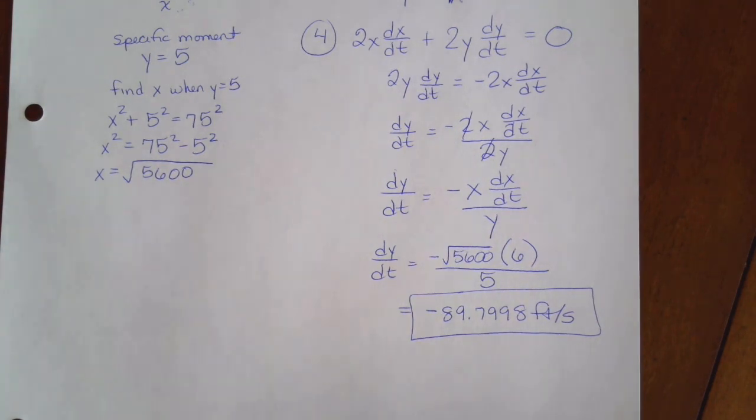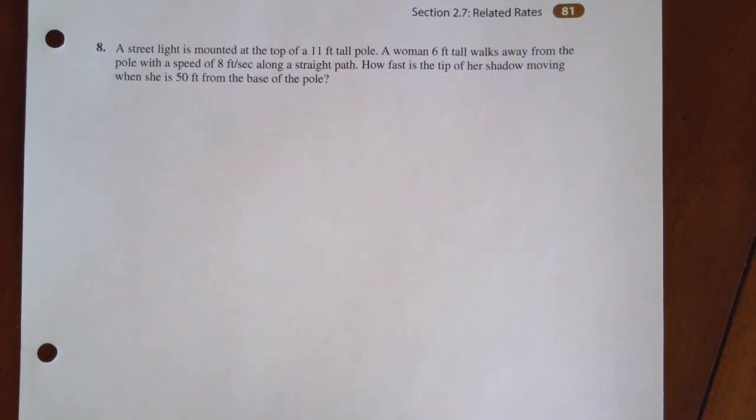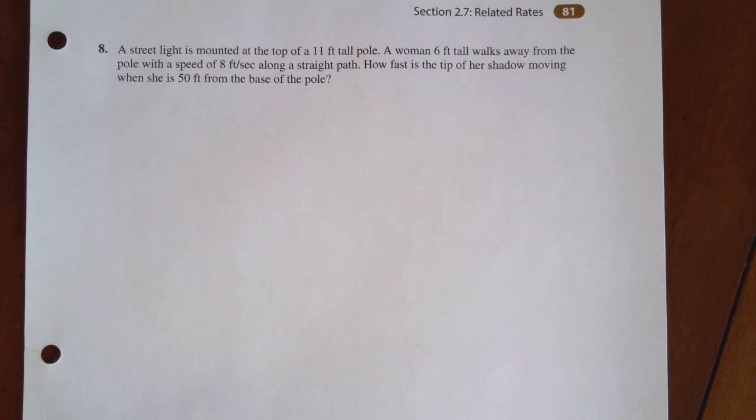Let's try number 8. Again, I know I'm spending a little bit of time on these, but you guys got to be able to set these up. All right, a street light is mounted at the top of an 11-foot tall pole. A woman 6 feet tall walks away from the pole with a speed of 8 feet per second along a straight path. How fast is the tip of her shadow moving when she is 50 feet from the base of the pole? Okay, so again, another picture would be helpful.